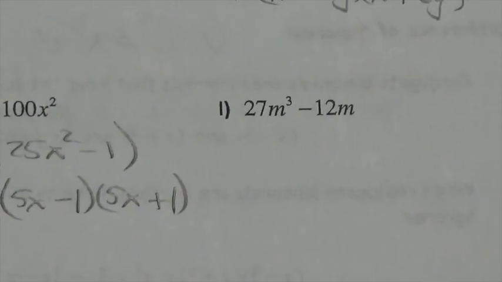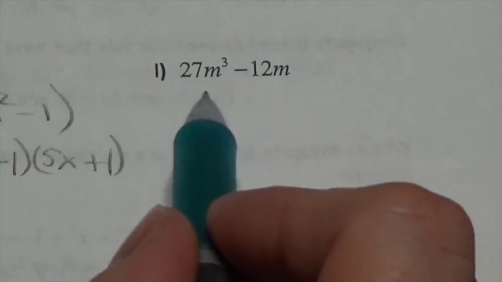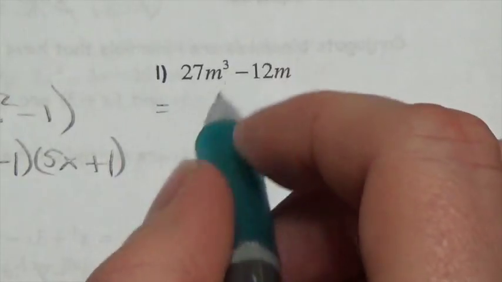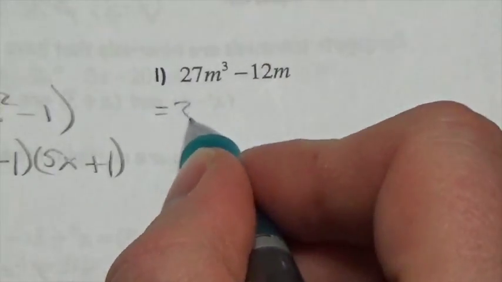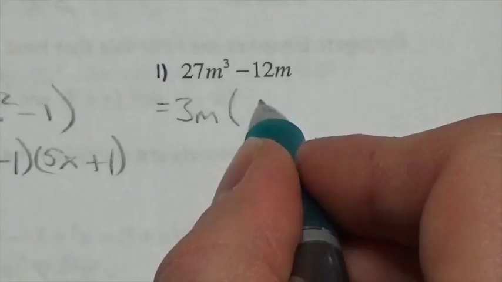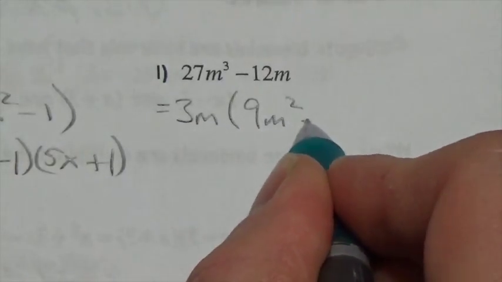And now finally, in this little section of questions, 27m cubed minus 12m. There is a common factor of 3 between 27 and 12, so 3. And then I can see that there's a common m to both of those, so I'll take that out here. That's going to leave me with 9m squared minus 4.